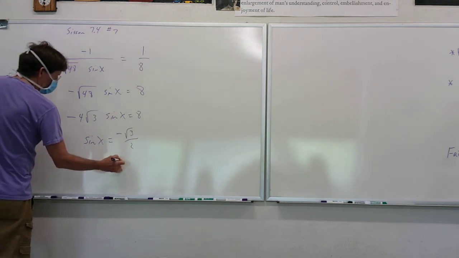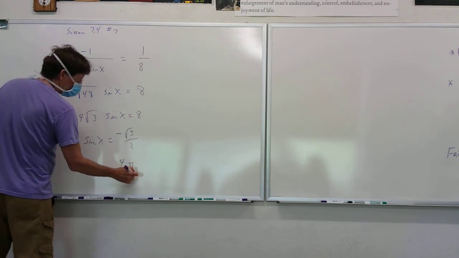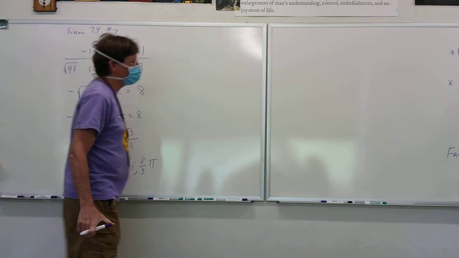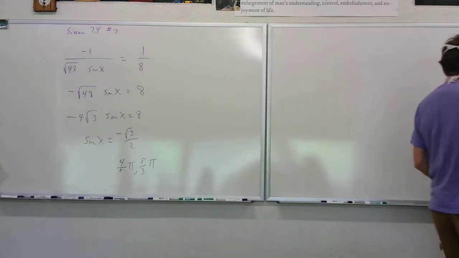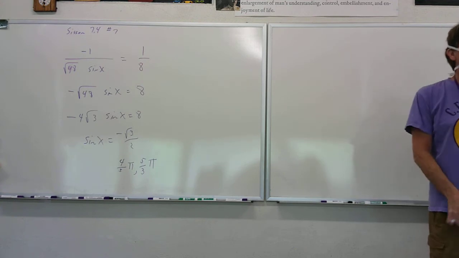I want to say one of them is 4/3 pi, and the other one's what? 5/3 pi? And if I wasn't sure, what could I do? I could go over here and look at my unit circle. 4/3 pi, 5/3 pi. Yeah, I like that. Anything else from 7.4?